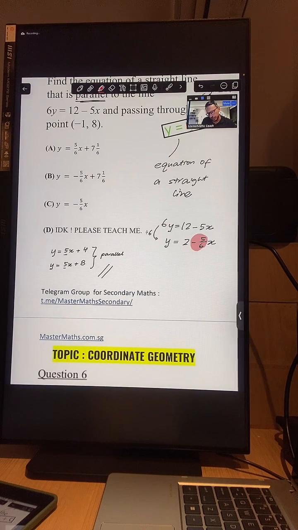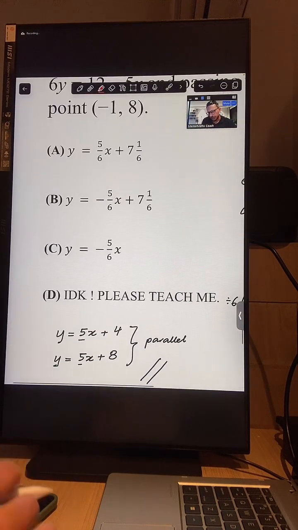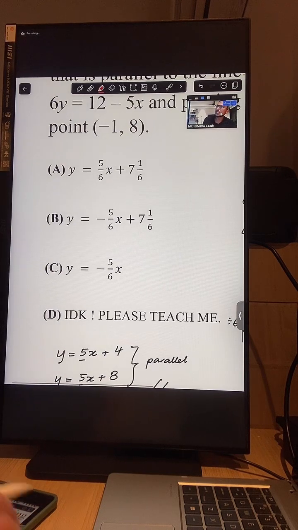So, let's look at all the equations here that we have. The first one is y equals to 5 over 6 x plus 7 and 1 over 6. This one is out. Why out? Because the gradient here is 5 over 6. It's not negative 5 over 6. So this one cannot. Out.